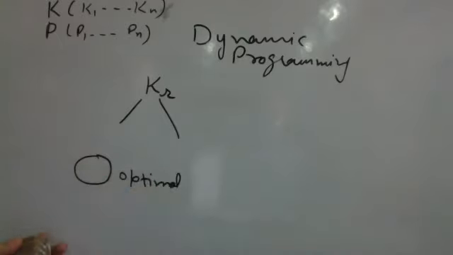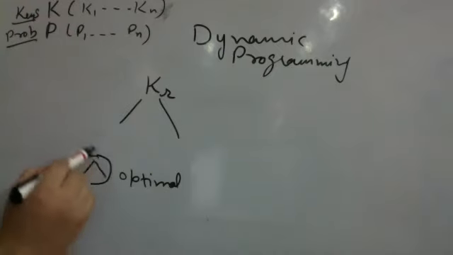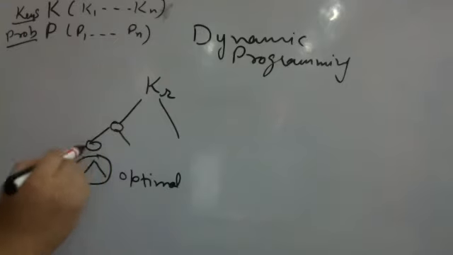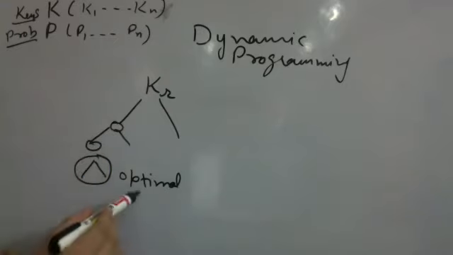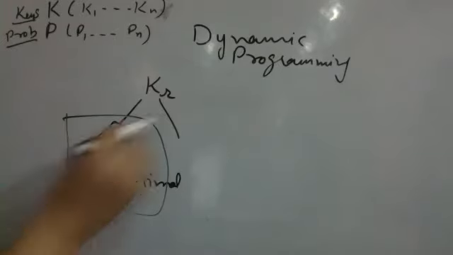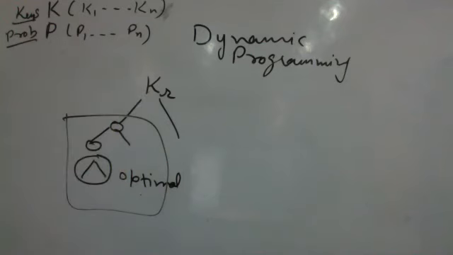Ma'am, what was P? P is the set of probabilities. I will again say this is keys and this is probabilities. K is the set of keys, P is the set of probabilities. Every key has a probability from previous data. So if there is some tree, supposedly we reach some key here, then this subtree is also optimal. This subtree is also optimal, and so on. Only if all the subtrees are optimal, then only my entire binary search tree would be optimal.